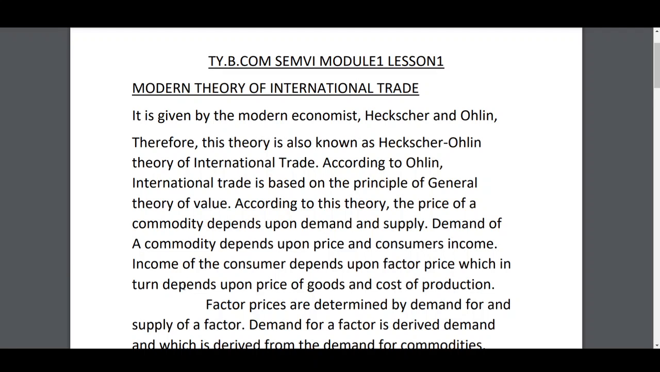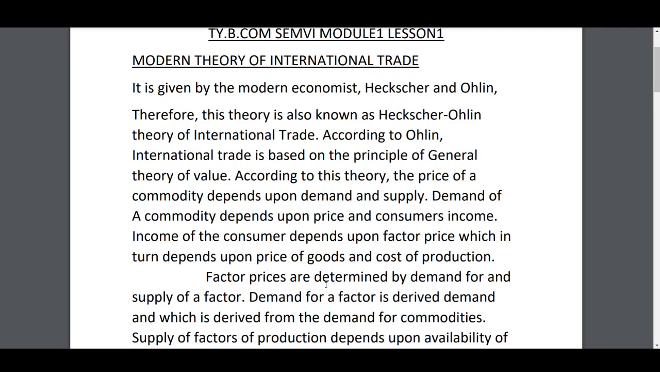Got the point? So, income of the consumer depends upon factor price, which in turn depends upon price of goods and cost of production. Got the point? Price of goods and cost of production, because the factors of production are receiving their rewards, and that is the income of the consumer. Understand? We already studied in SY the circular flow of national income. So what are the consumers doing?